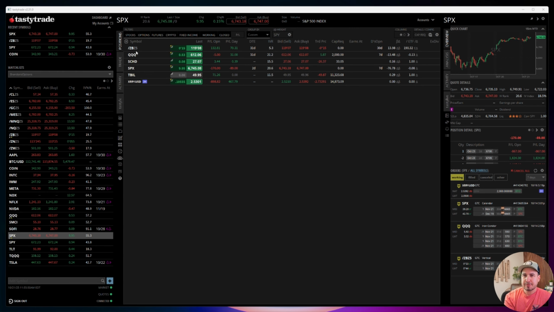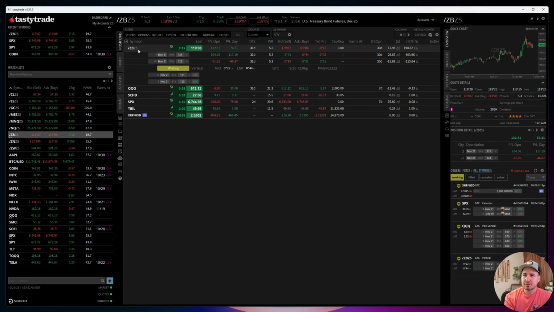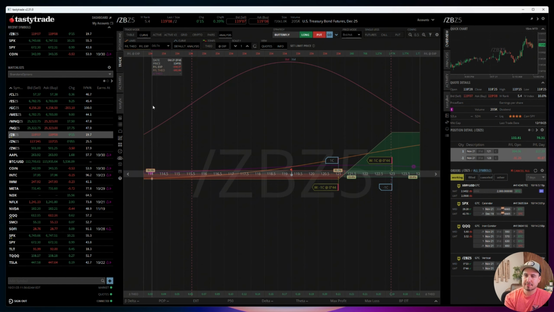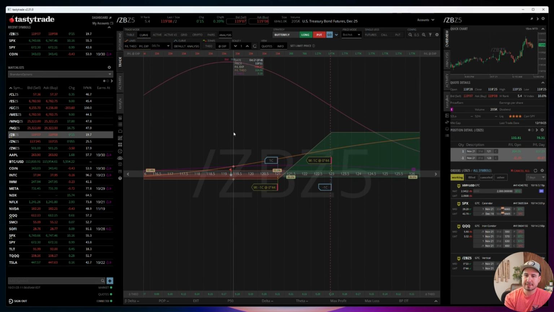So, starting at the top here, you can see the ZB. I currently have this vertical on the call side, 121, 123. If we look at this, let's see what we got. Tasty Trade is really cool about the analysis tab, and you can visually see, like I'm a visual learner, where am I going to lose money, where am I going to make money, and what is my probability as well.